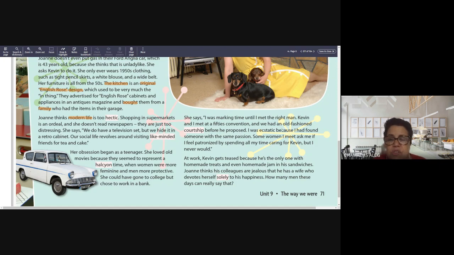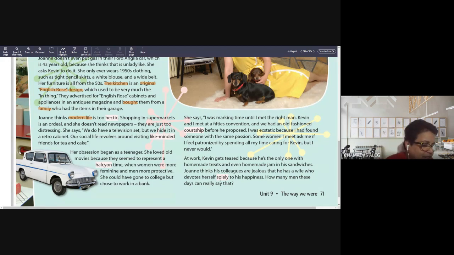Proposed. Okay? So here, we had an old-fashioned courtship. So this courtship, it's like cortejo à moda antiga, right? So old-fashioned courtship before he proposed. Okay? All right? So everything was old-fashioned. Okay? All right? And what is the last one?